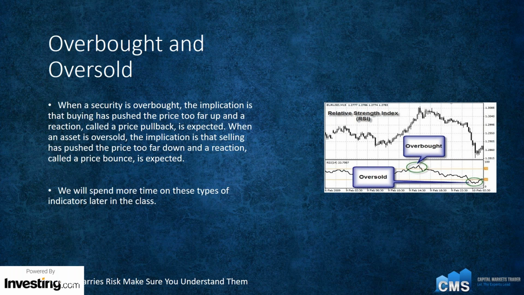When a security is overbought, the implication is that buying has pushed the price too far and a reaction called a price pullback is expected. When an asset is oversold, the implication is that selling has pushed the price too far down and a reaction called a price bounce is expected.